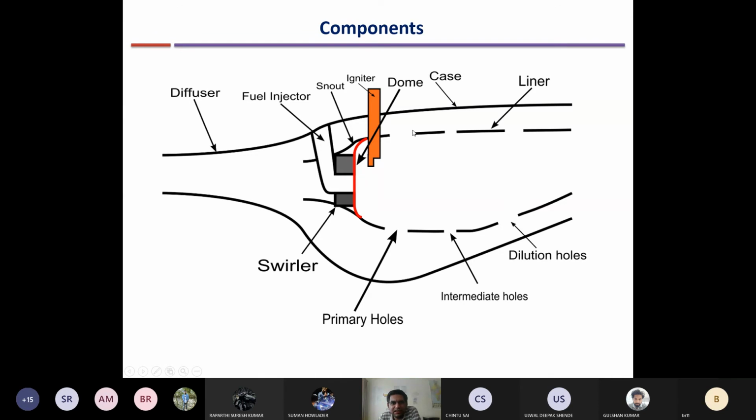Liner means it's a container which has a lot of holes inside it, through which the air flows, and the flame is contained within this liner, so that it does not go out and destroy the combustion chamber wall. And these holes are known as primary, intermediate, and dilution holes, depending on how the airflow comes. I will discuss this in more detail in the next slide.